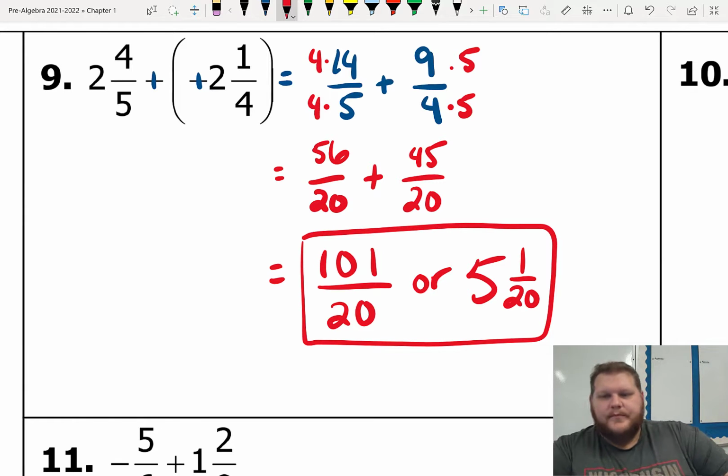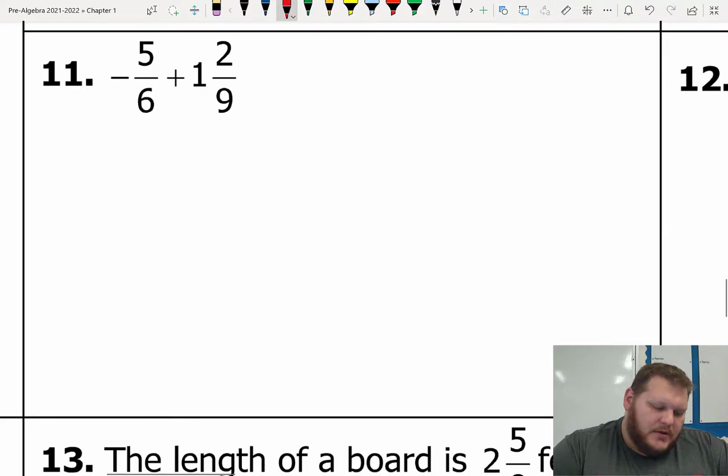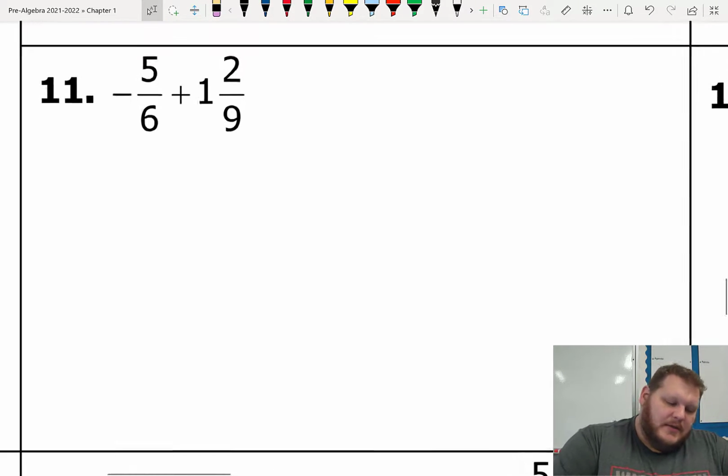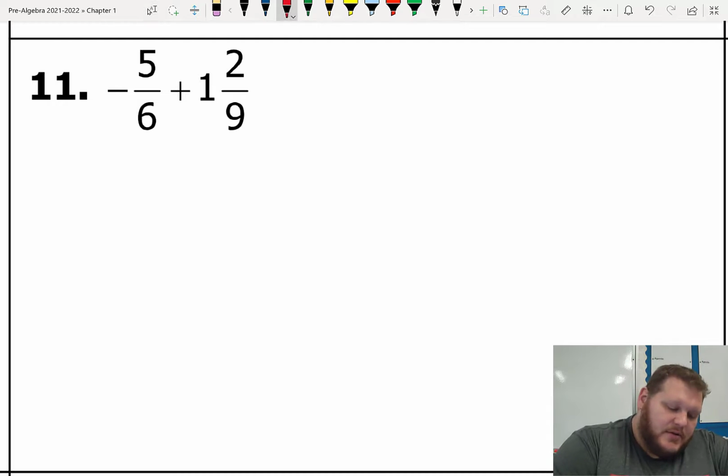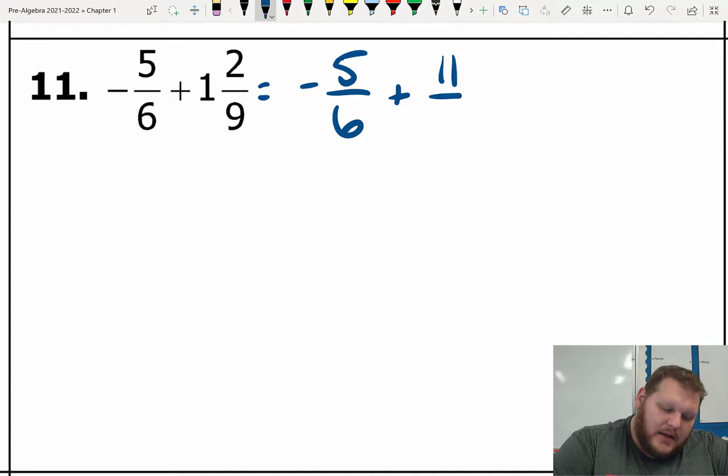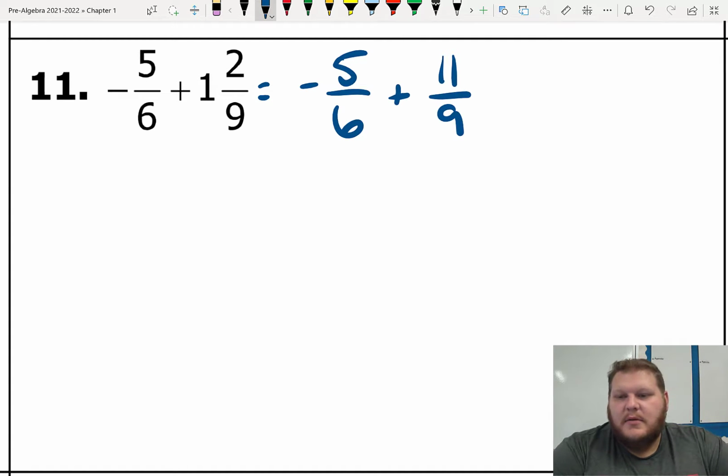Okay. So for number 11, same thing. Step 1, convert any mixed numbers into improper fractions. So just the second one here. 1 times 9 is 9, plus 2 is 11. So I can rewrite this problem as negative 5 over 6 plus 11 ninths, 11 over 9.